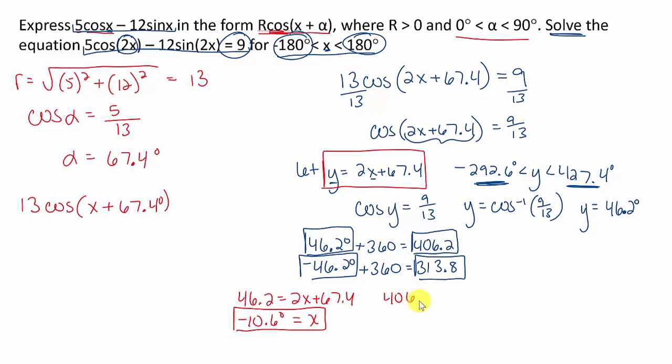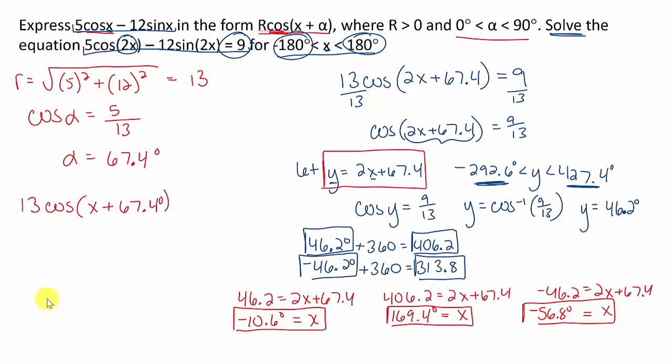So I'm going to say 406.2 equals 2x plus 67.4. And then, of course, you guys know how to solve for x. And so when I do that one, I get 169.4 degrees. Okay, I'm going to do it for the negative 46.2, which is going to equal the same thing. And then I'm going to solve for x. And so I'm going to get x equals negative 56.8.